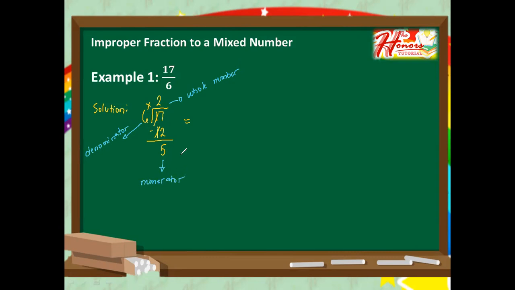So now you have the parts. We can change this into a mixed number. Whole number first, so that is 2. Usually we write the whole number bigger than the fraction. Next, how about the numerator? It's 5. Write it here, over the denominator, that's 6. And that's it. It's 2 and 5 over 6. It is now a mixed number. Next.